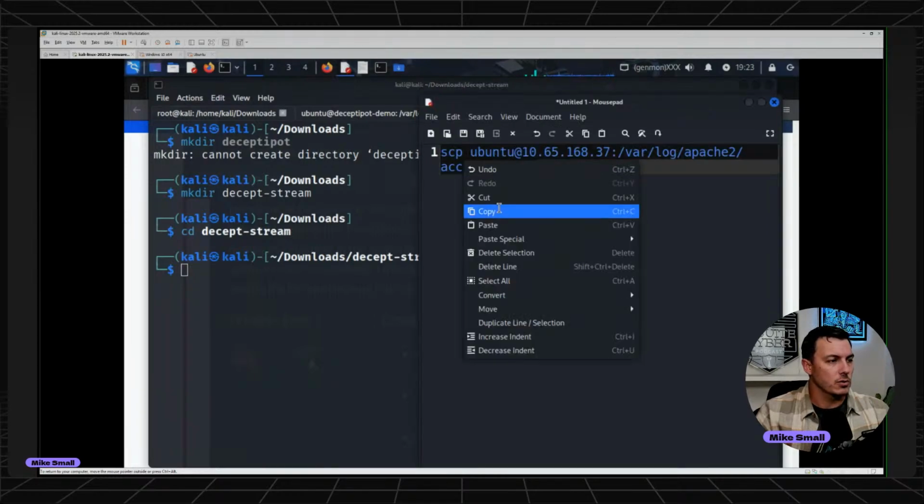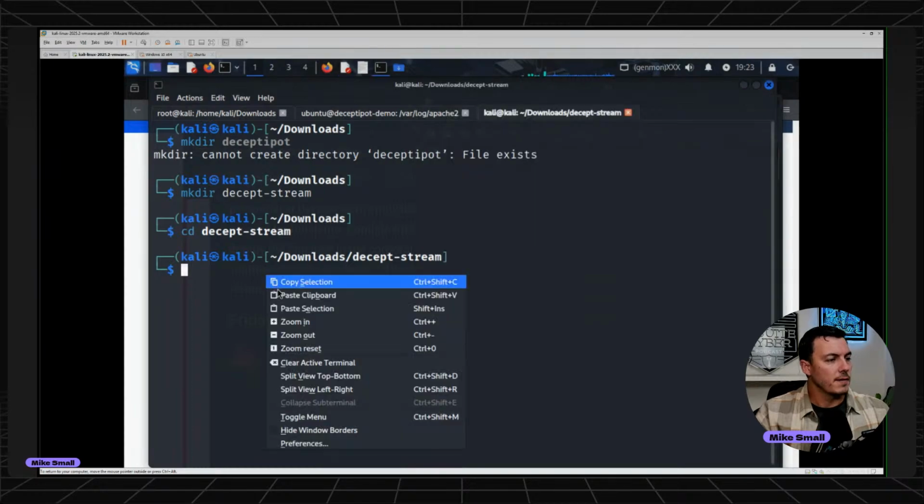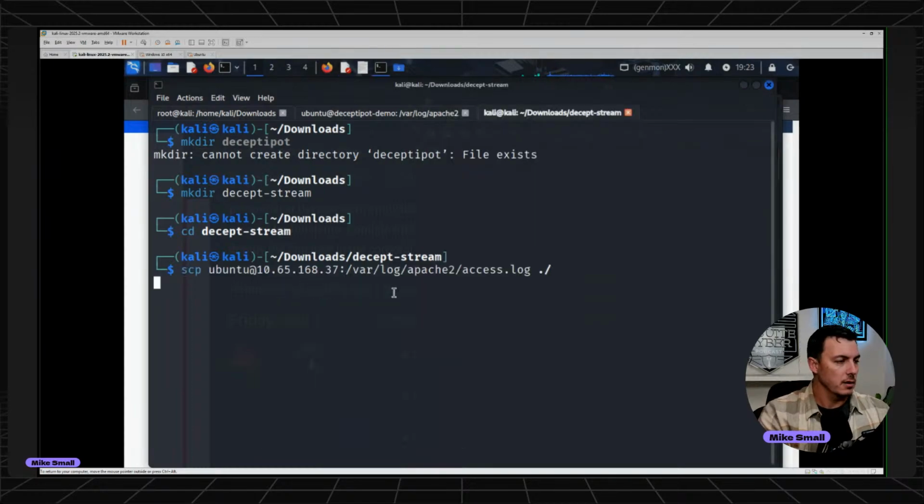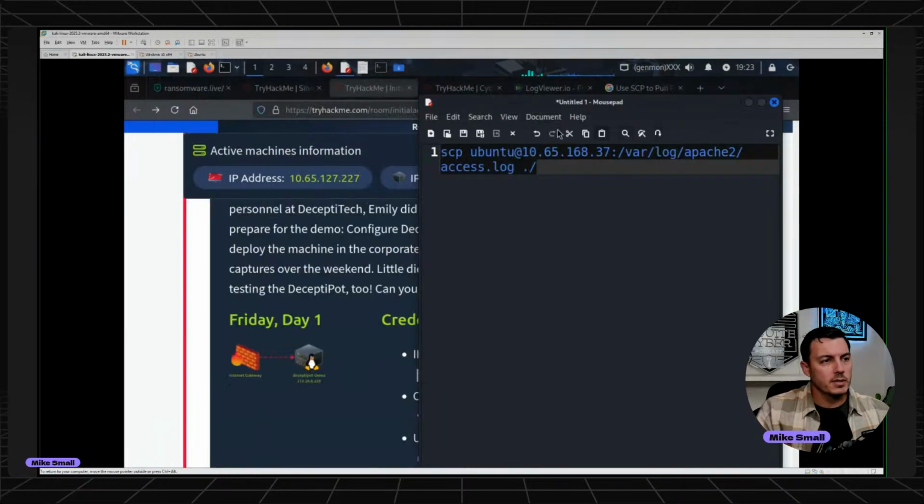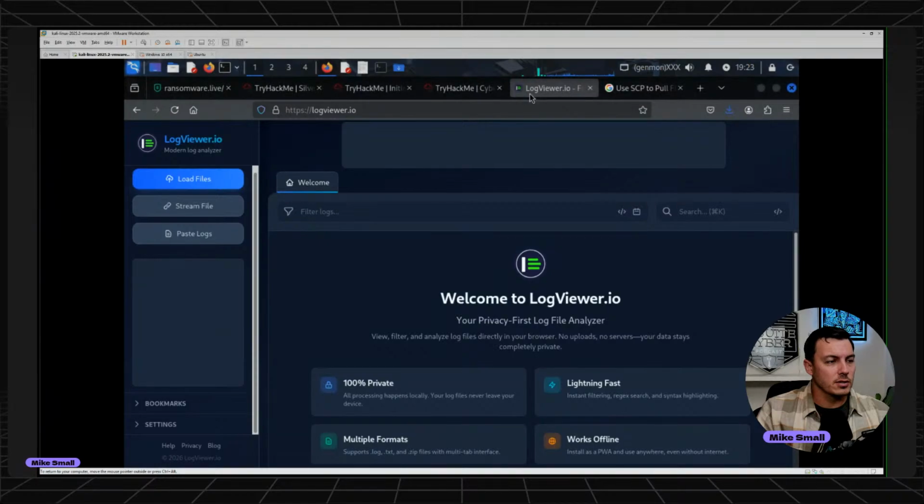All right, so now we'll just copy this, and the file should pull right into there. It'll prompt us for a password. We type it in, and it'll pull it down. So if we ls, we do have our access logs now. So all we did was pull them down to our host, and now we're going to put them into this website here. I definitely don't encourage you to do this in a real investigation. You should have your own tools. You should have a SIEM that you could do this in. Just want to put that out there.